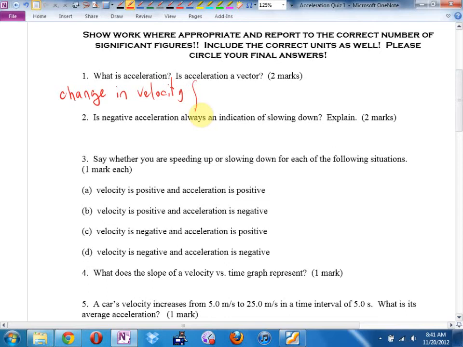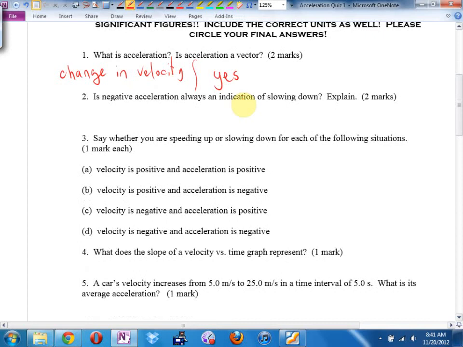Is acceleration a vector? Yeah. Yep. Yes. 1 mark for saying yes. Let's use good grammar on my answer key. Yes, it is. Is negative acceleration always an indication of slowing down? And convince me. What'd you say here? Yeah. No. Convince me. But by the way, I can think of an answer that is correct for the word yes, depending on how I explain it, and I can think of a way that no would be correct. So convince me.